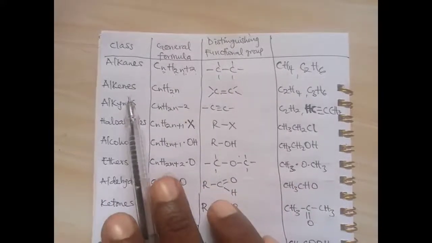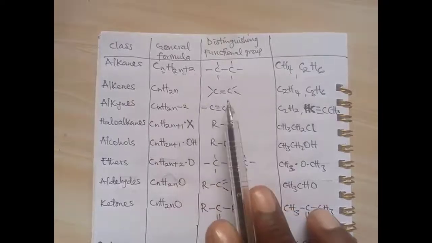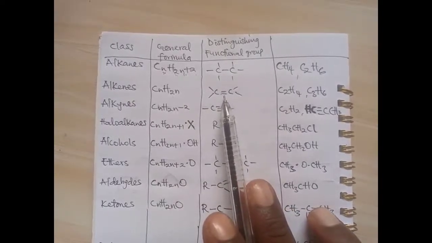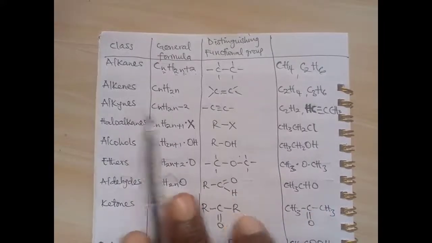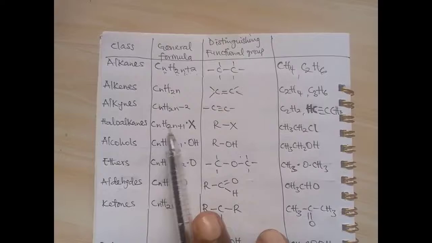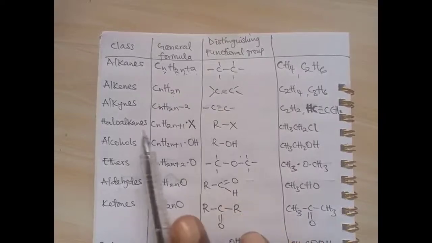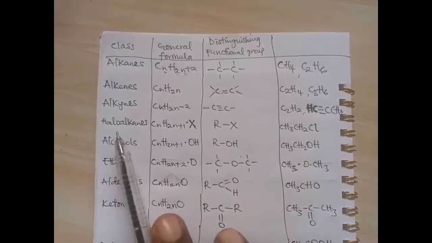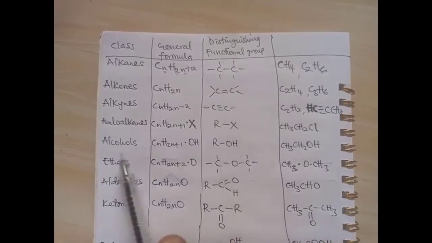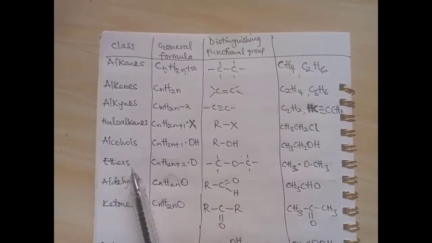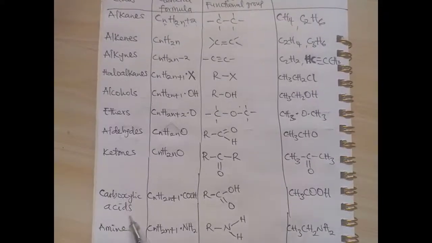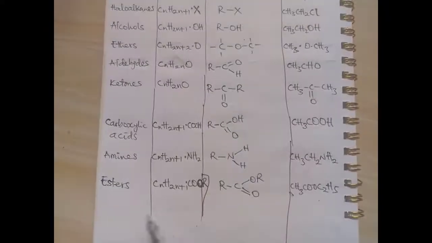We have alkenes. This is the general formula. This is how they are represented. Double bond is their characteristic. Alkenes, double bond. We have alkynes, triple bond. This is their general formula. We have haloalkanes. This is their general formula. When alkanes are bonded with halogens, we use X to denote halogens. We have alcohols, ethers, aldehydes, ketones, carboxylic acids, amines, esters, and so on.